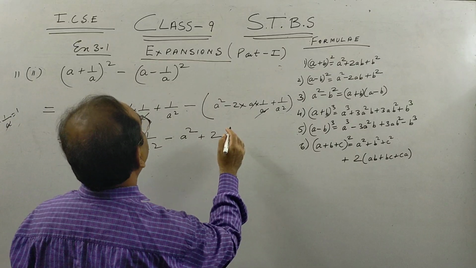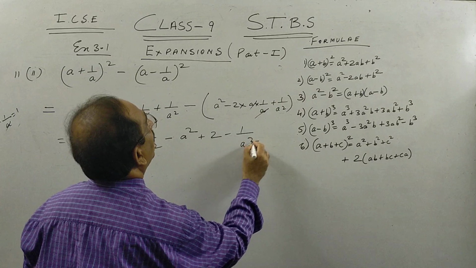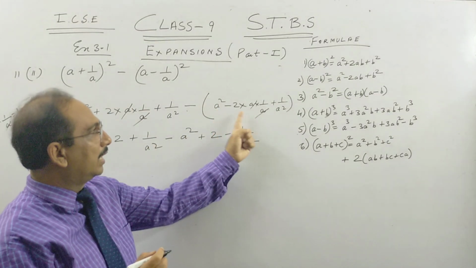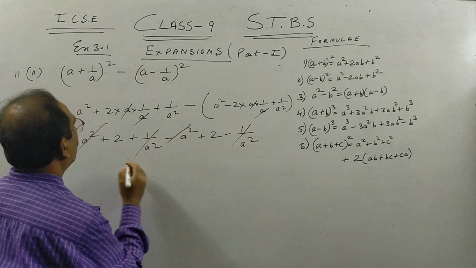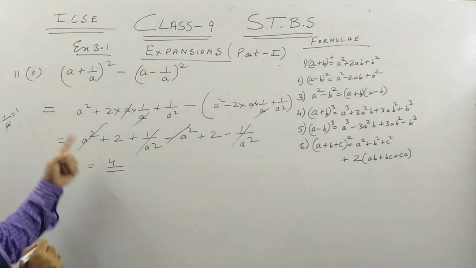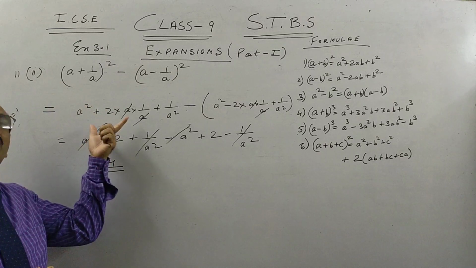Okay, then this is minus and the last term is also minus. So once more, minus a square minus minus plus 2, this 2 cancels and minus plus minus. So you see we cancel this and this. What are we left with? 4.